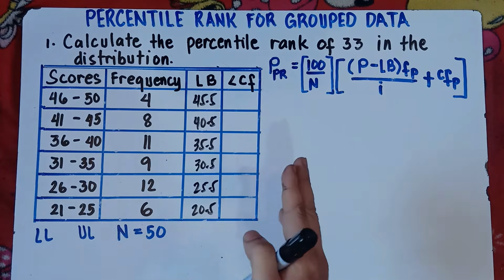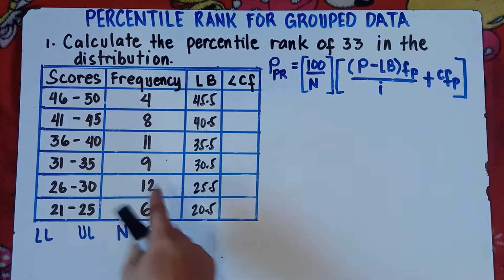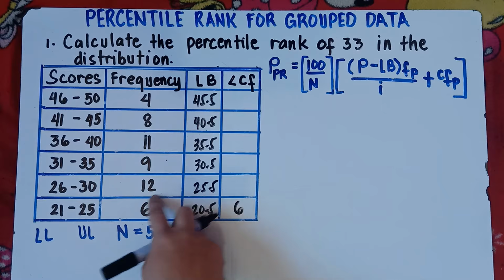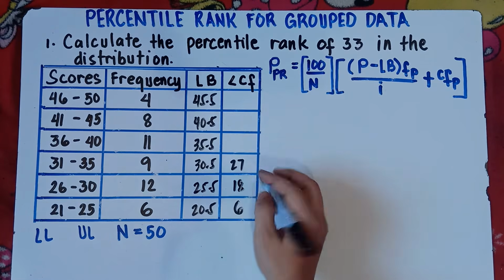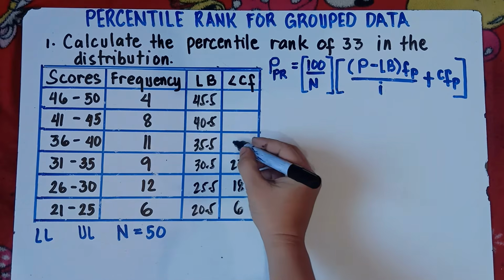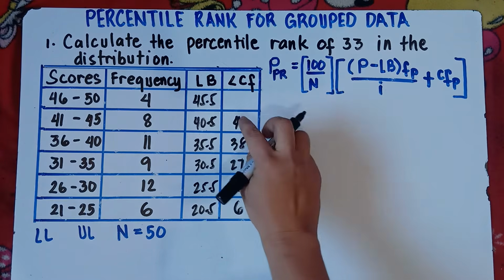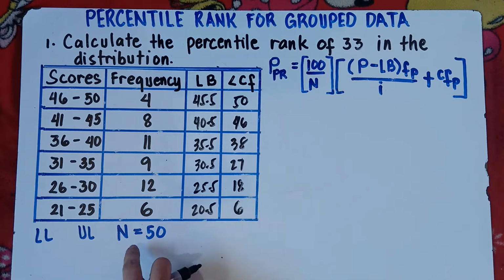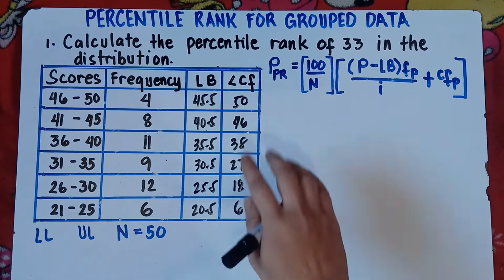So you start at the lowest score, then you copy the frequency of the lowest score. So the lowest score frequency, that is 6. Then you add diagonally class. 6 plus 12, that's 18. 18 plus 9, that's 27. 27 plus 11, that's 38. 38 plus 8, that's 46. 46 plus 4, that's 50. 50 should be equal to the total number of frequency class. If it's equal, therefore our less than cumulative frequency is correct.